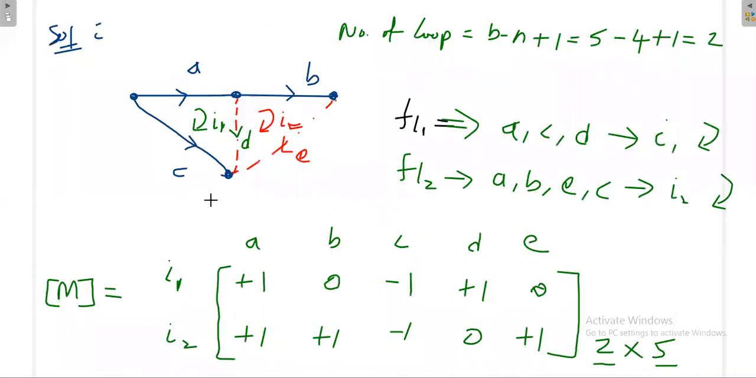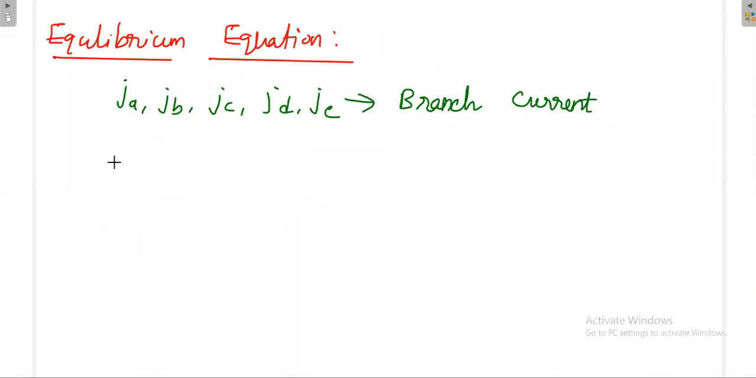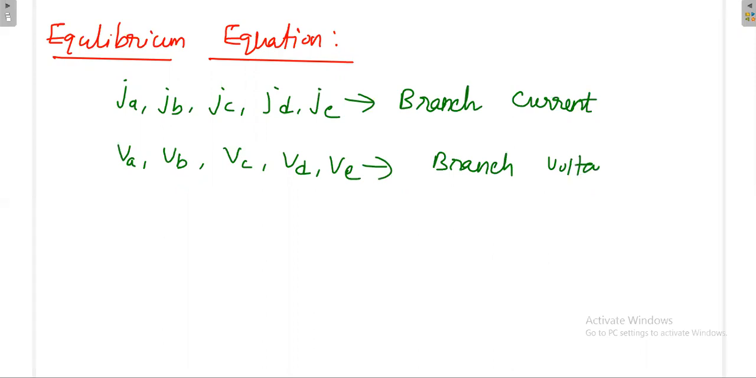Then what about the branch voltages? Whenever branches are there, there will be some voltage. That branch voltage we denote as VA, VB, VC, VD, VE. It's called the branch voltage. Now with this we can make two sets of equations. The first set is like this. The first one is KVL, Kirchhoff's voltage law.